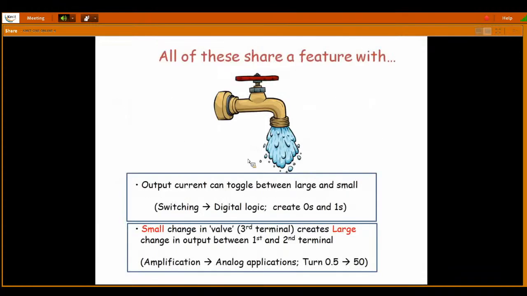Now I'm comparing the BJT with a simple water tap. Just imagine two scenarios. The first scenario is that the water tank is there, and from the water tank, water is coming to the outside. That means it is not coming directly, it is coming through the tap.